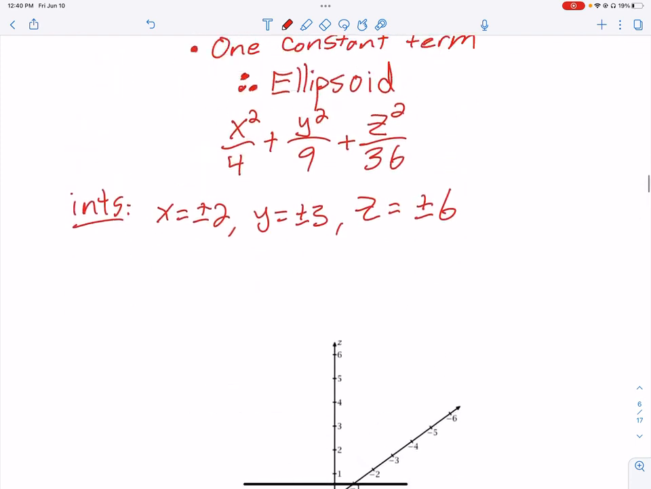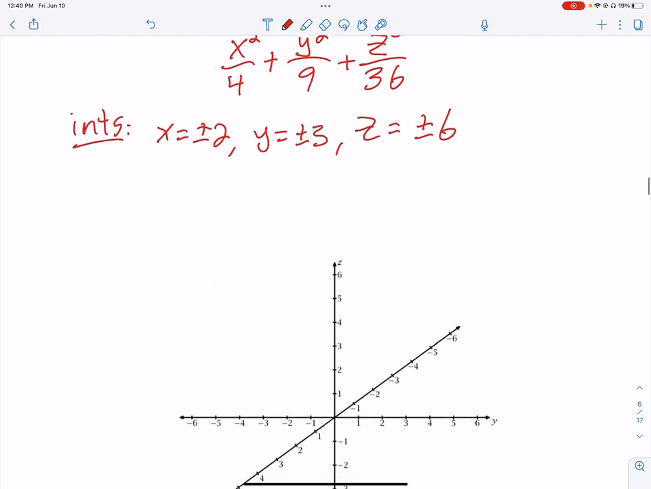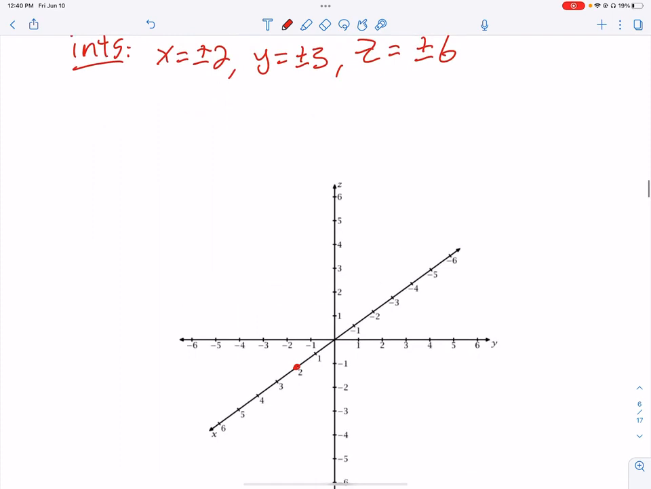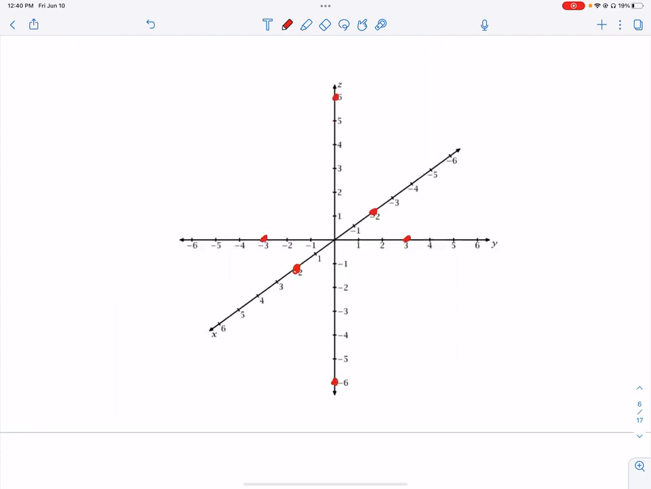All right, so this gives me all the information I need. I know that the intercepts are 2 and negative 2 on the x-axis, 3 and negative 3 on the y-axis, and 6 and negative 6 on my z-axis. So what this looks like is the trace here. You guys could let z equals 0, and you would find that you'd get an ellipse with 2 and 3.